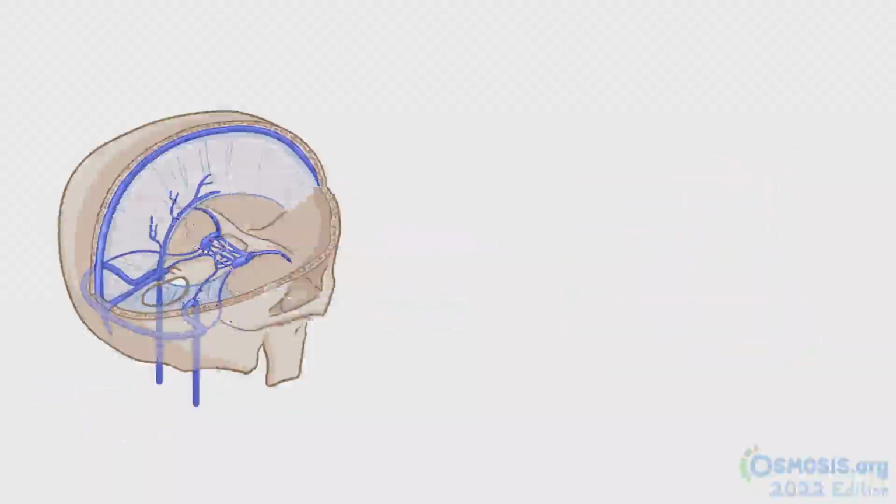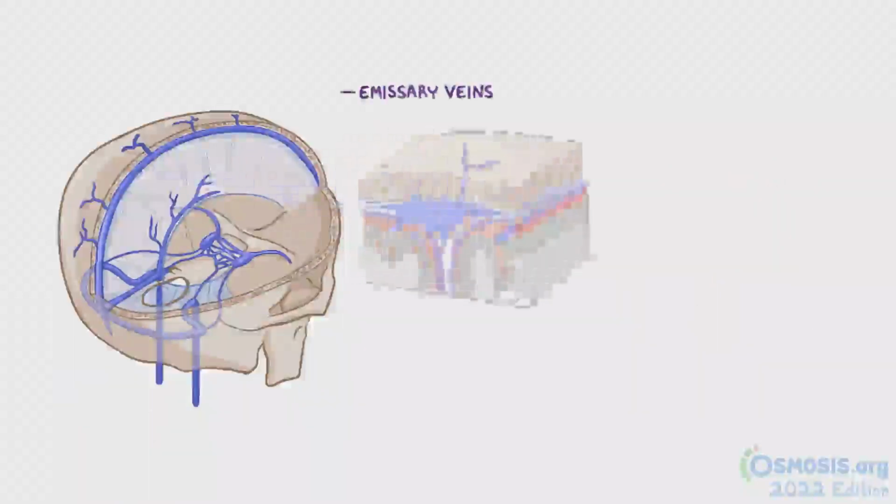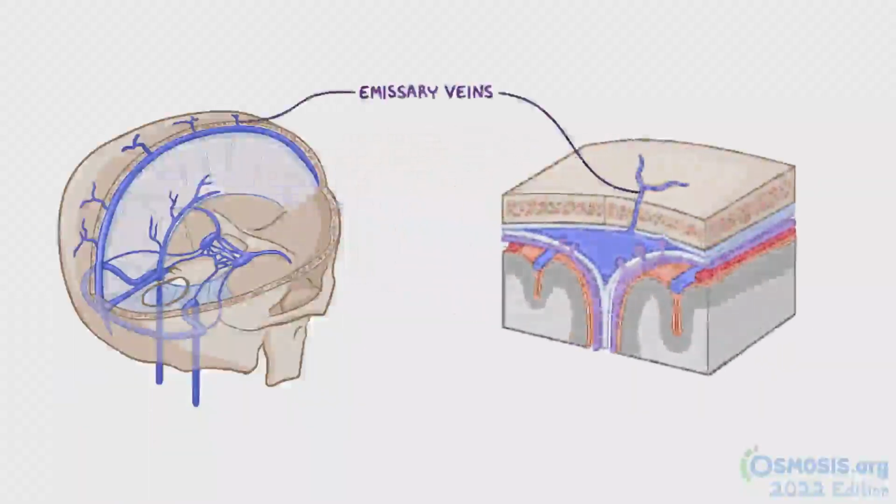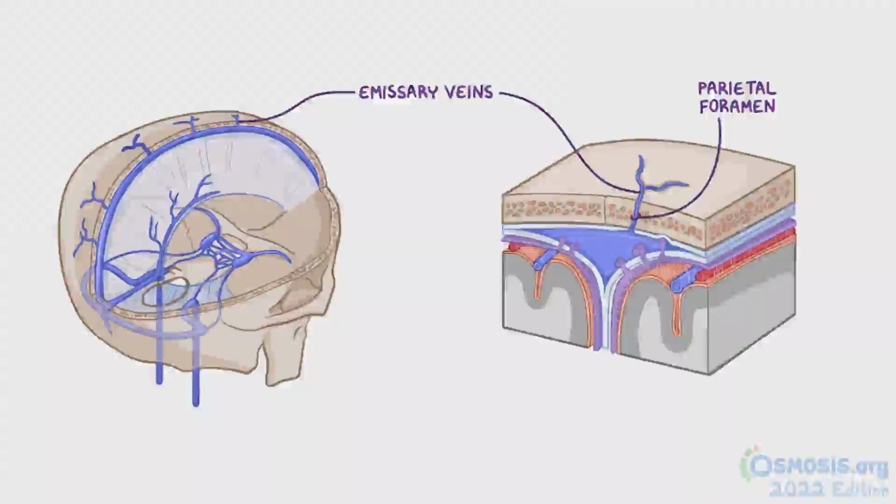Of note, there are bridging vessels called emissary veins that connect the dural venous sinuses within the cranium to veins outside of the cranium. One example is the parietal emissary vein, which runs through the parietal foramen and connects the superior sagittal sinus with veins in the scalp.